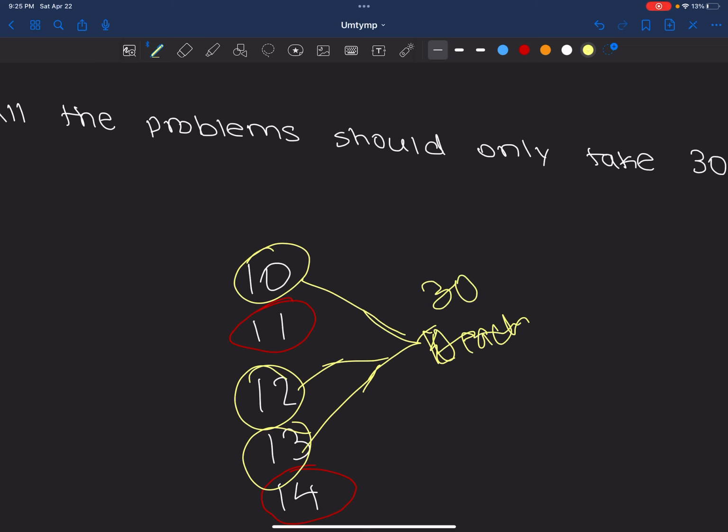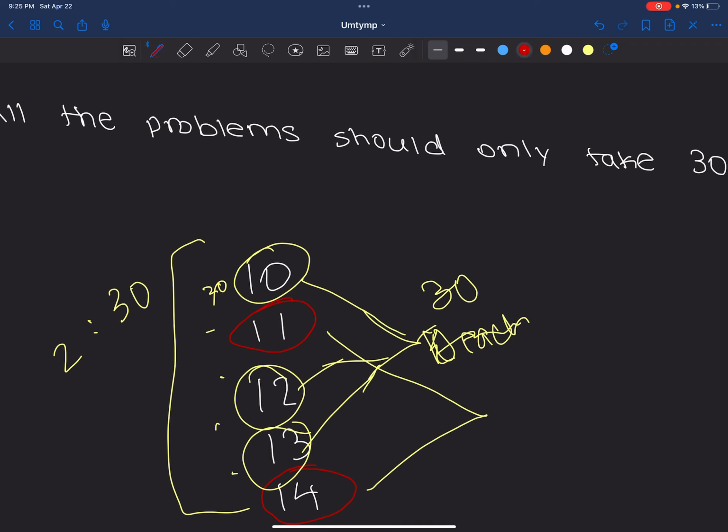So on average, because there are 50 questions and 25 minutes to answer them, each of these should take 30 seconds. So 30, 30, 30, 30, 30, which should be 2 minutes and 30 seconds on average for all 5 of these. However, I took 30 seconds for 10, 12, and 13, and for 11 and 14, surprisingly, I only took 20 seconds each. So 20, 20, and when I took 20 seconds each, this is 40, and 30 plus 40 is 70, which in other words is 1 minute, 10 seconds.